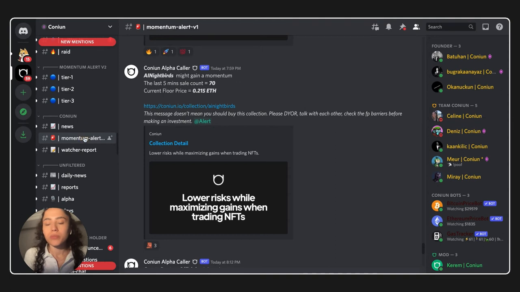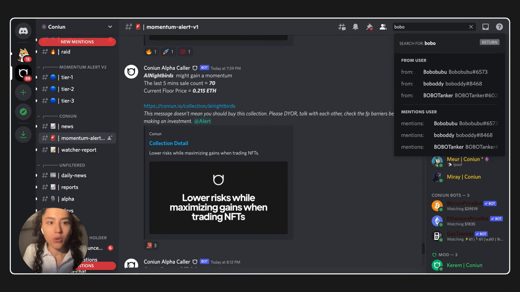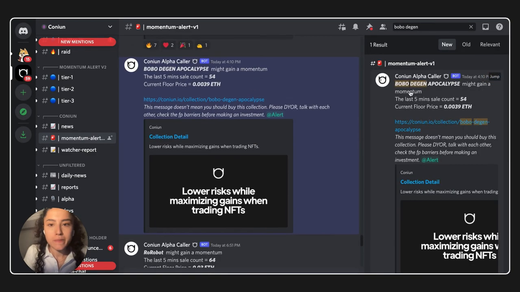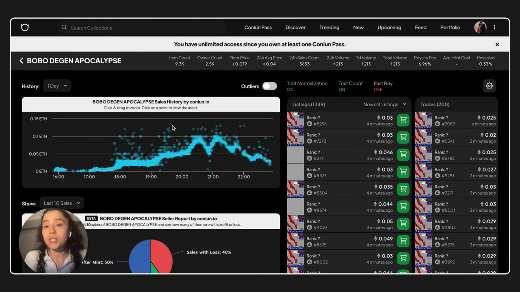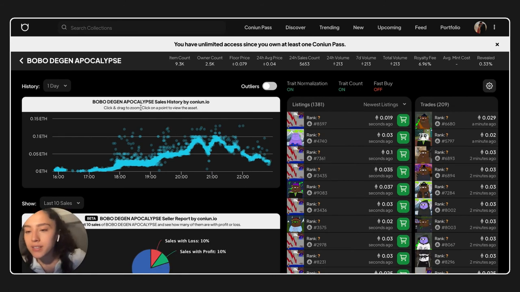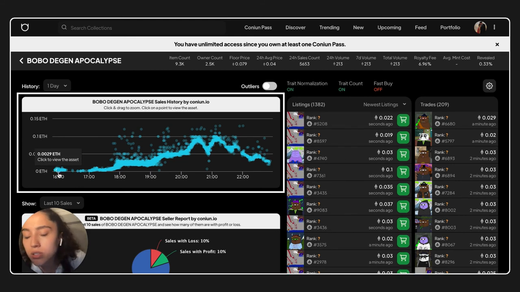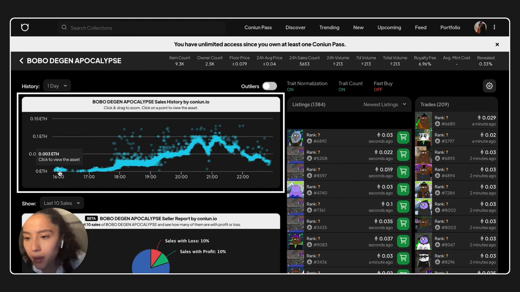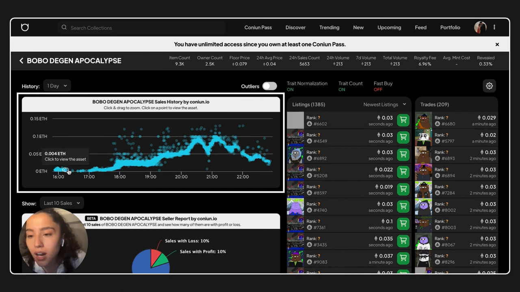We are on the Momentum Alert V1 and I'm going to check Bobo Legend. Okay, we are passing to this one. So we are clicking on dashboard, we see a chart. In here, in the sales history chart, we made the alert on the Discord server around 4 p.m. and it was 0.003, this one. And you can see how the floor price is rising up.